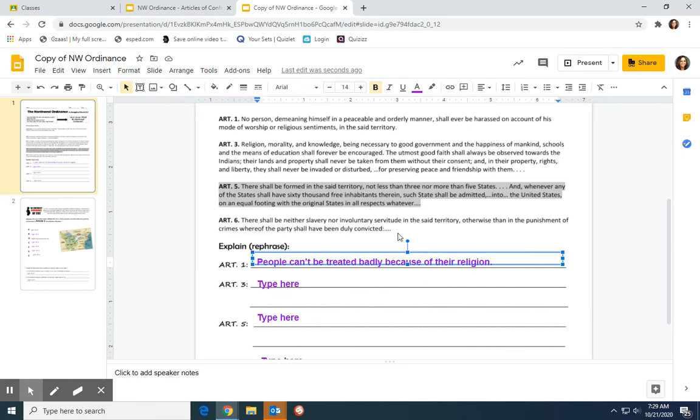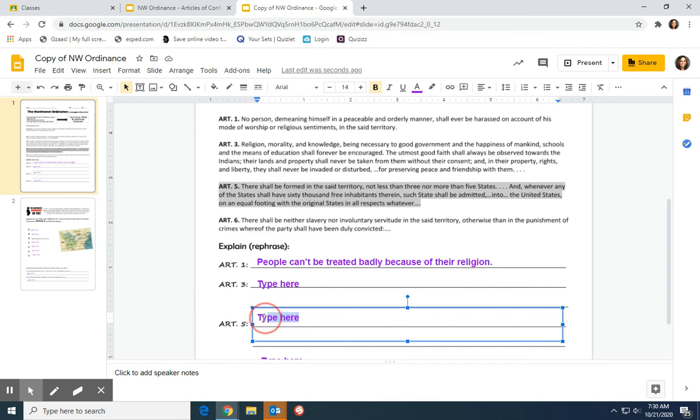So in the territory we have so far in the United States of America that they own, you can make states out of that territory, and they're talking for just what we have particularly. We didn't know that we were actually going to gain a lot more land, but we soon will. Out of the territory we have, you can have 3 to, but no more than 5 states made out of that. And whenever any of the states have 60,000 free people, that state should be admitted into the United States on an equal footing with the original states in all respects whatsoever. So that's a big one.